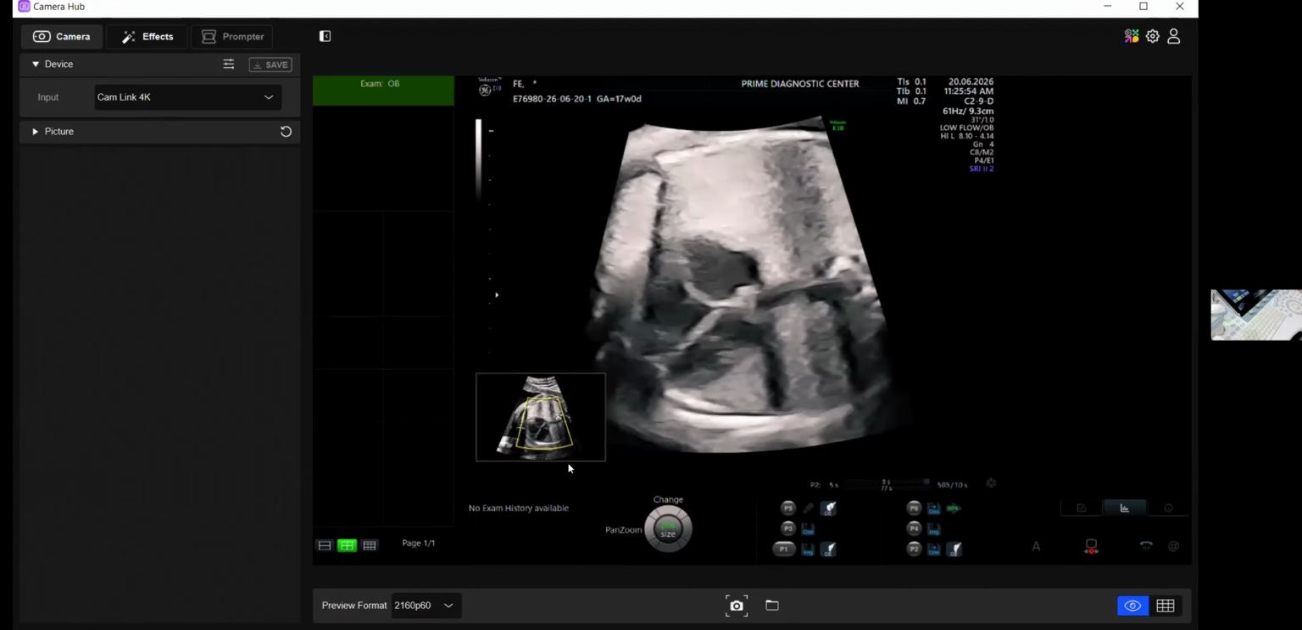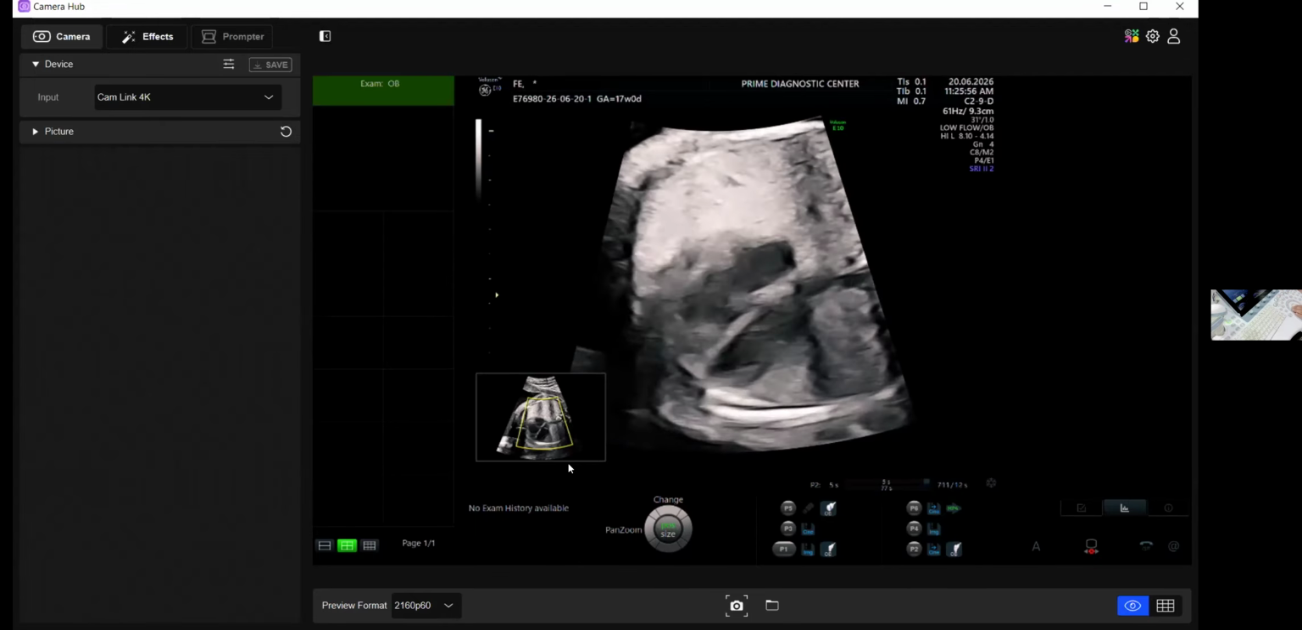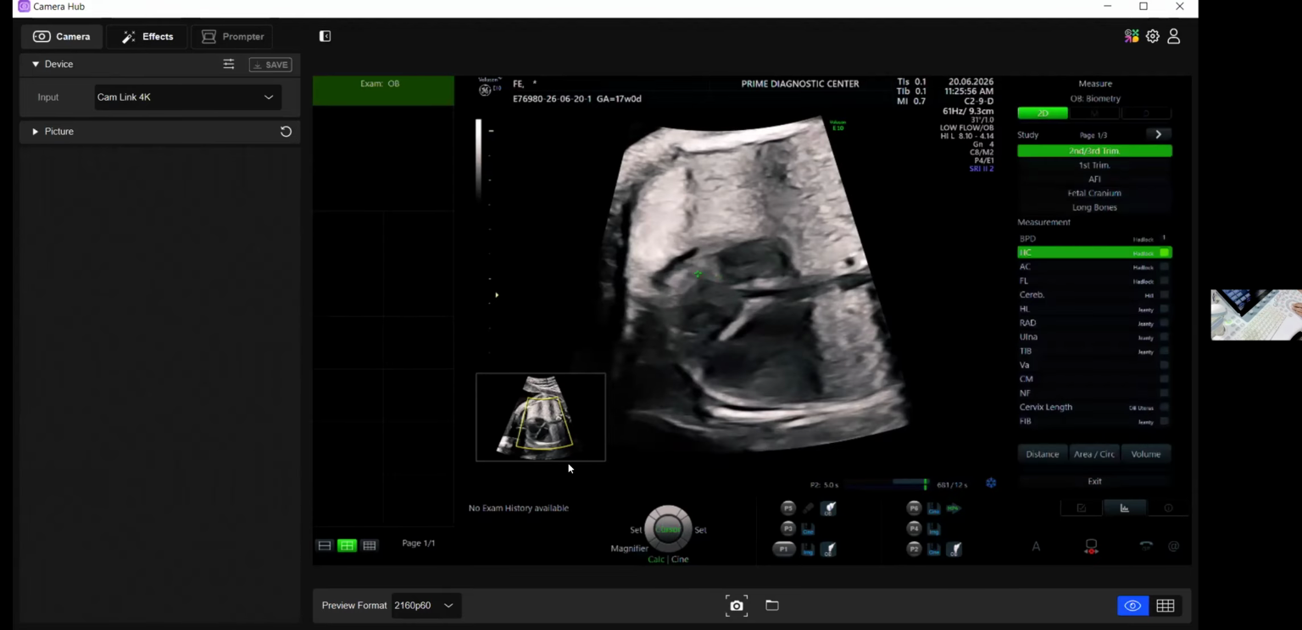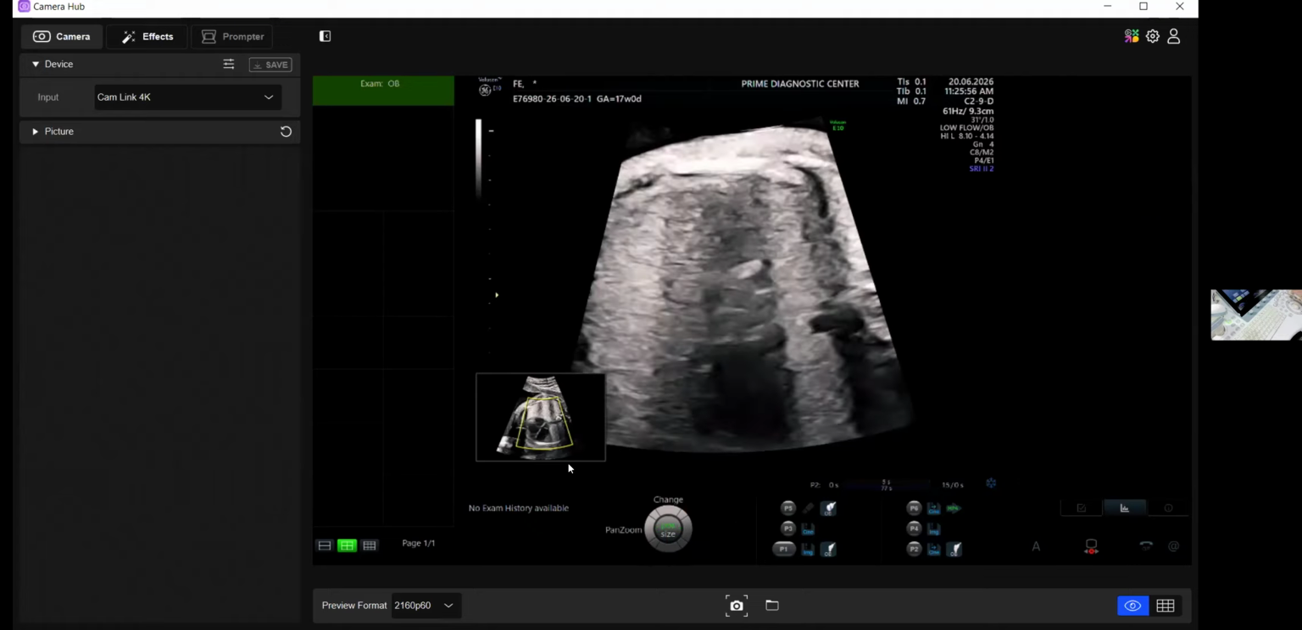Okay, so now you see a minimal pericardial effusion around, and up to 2 millimeter is normal, and it looks like 2 millimeter or less to me visually, but let's take a measurement here. Sorry, by default it starts doing BPD. All right, so it's 1.6 mm, which is normal. Pericardial fluid is okay. So that part is fine.